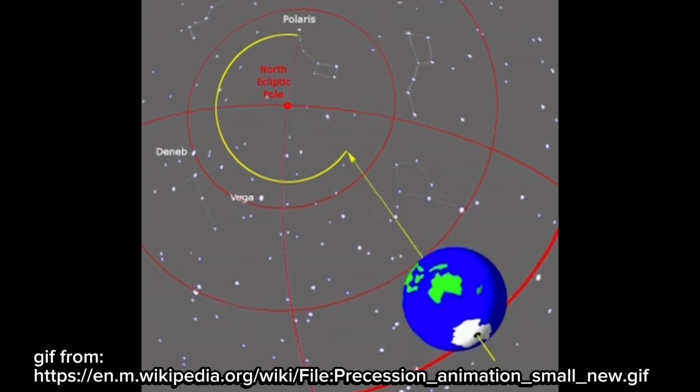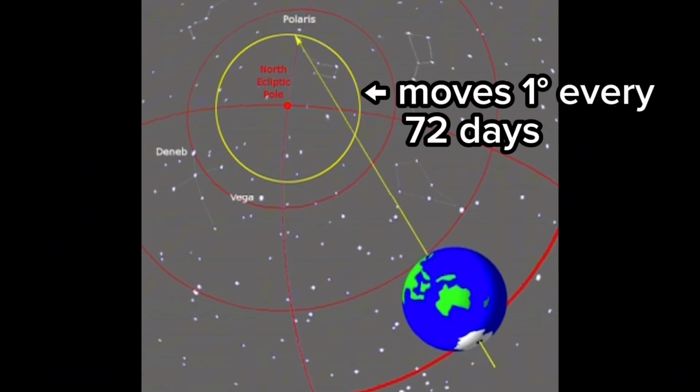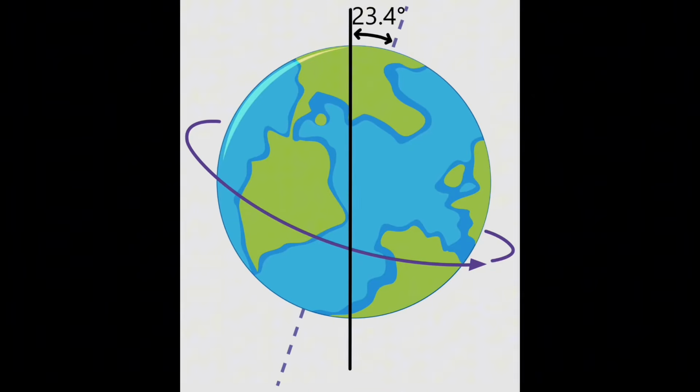Now, for further clarification, Earth's precession is when the Earth slowly wobbles as it spins like a spinning top. It moves 1 degree every 72 years in this circle, meaning 1 full circle or precession will take 25,920 years. Whereas its axis is tilted at 23.4 degrees from a line that is perpendicular to its orbit around the Sun.